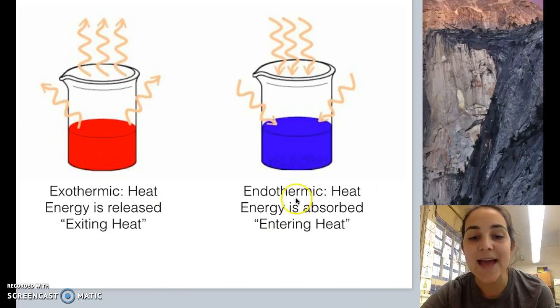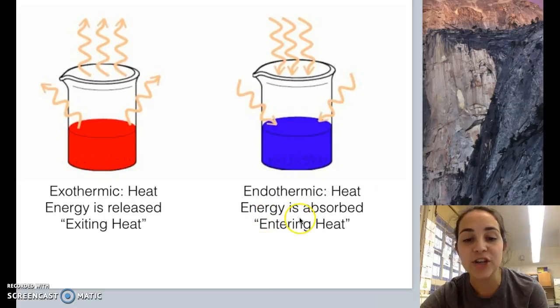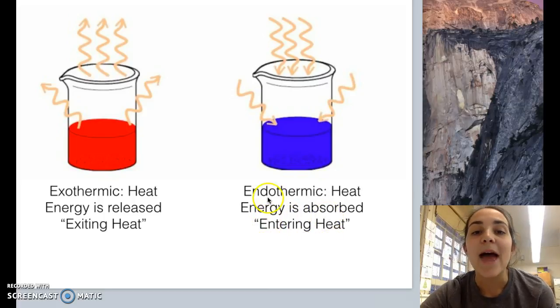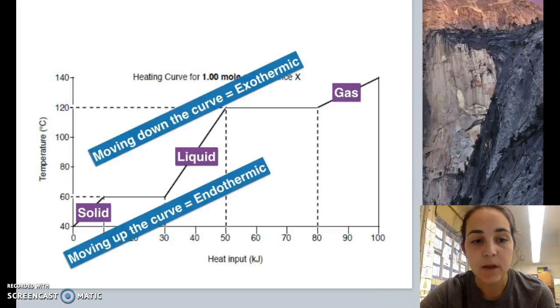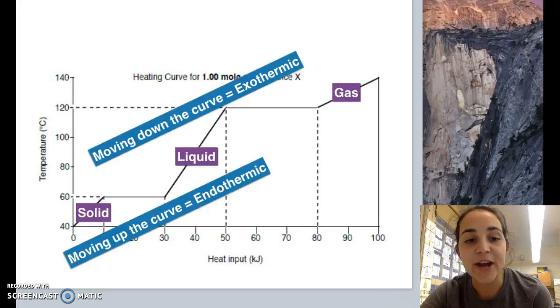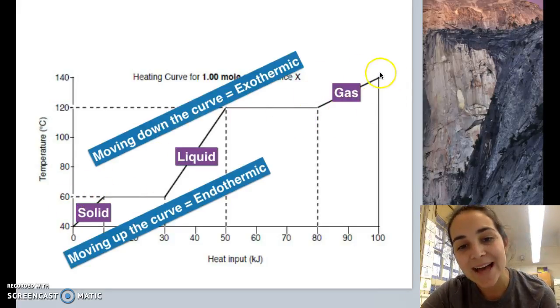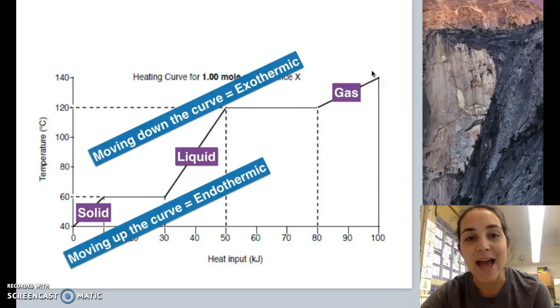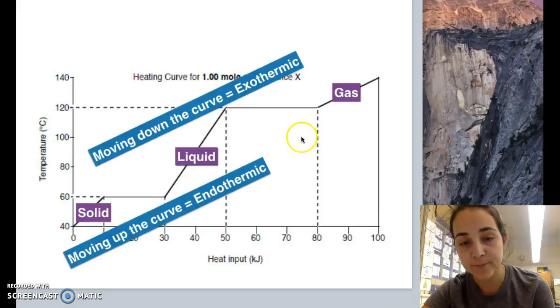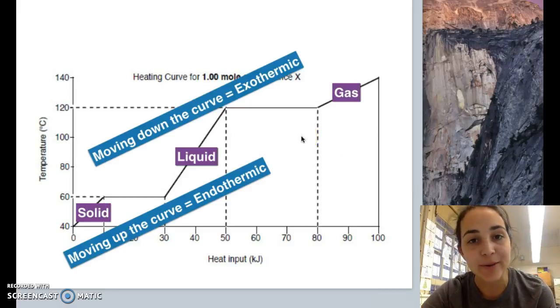On the other hand, endothermic means that heat energy is being absorbed. Endothermic goes with heat entering. We can look at these on a phase change diagram as well. As you move up the curve, you are putting heat energy into your substance. If I'm going to go from a solid to a gas, I have to put in heat energy. That means that the process going up the curve is endothermic.